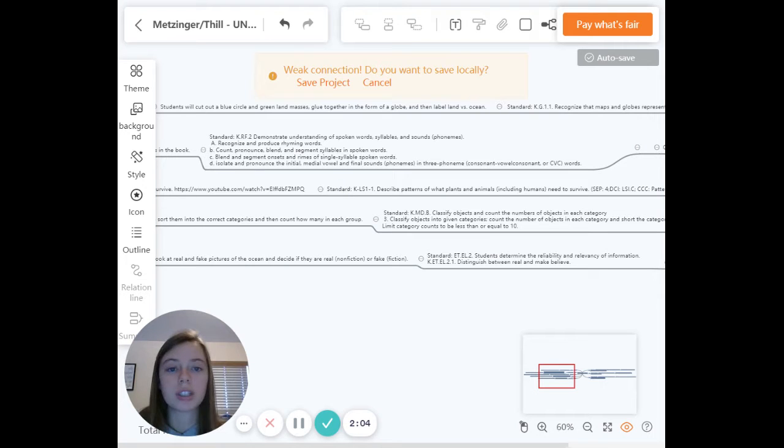K.RF.2, which is demonstrate understanding of spoken words, syllables, and sounds, phonemes. A, recognize and produce rhyming words. B, count, pronounce, blend, and segment syllables and spoken words. That's what we would be doing. C, blend and segment onsets and rhymes of single syllable words. And D, isolate and pronounce the initial, medial, and final sounds, phonemes, in three phoneme, consonant, vowel, consonant, or CVC words. So we would be covering that standard.